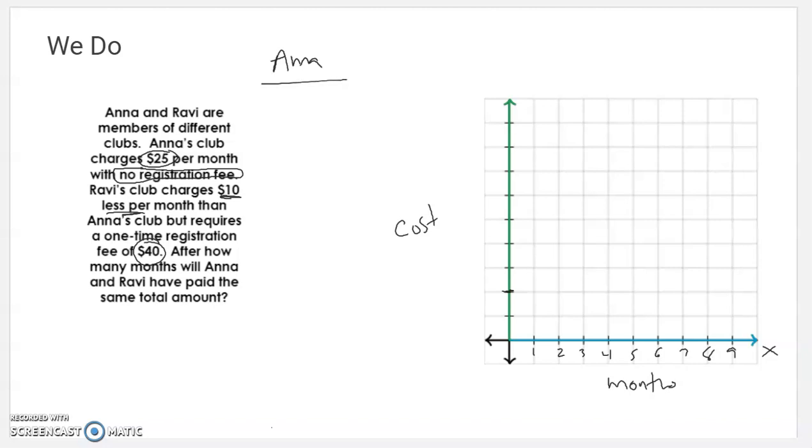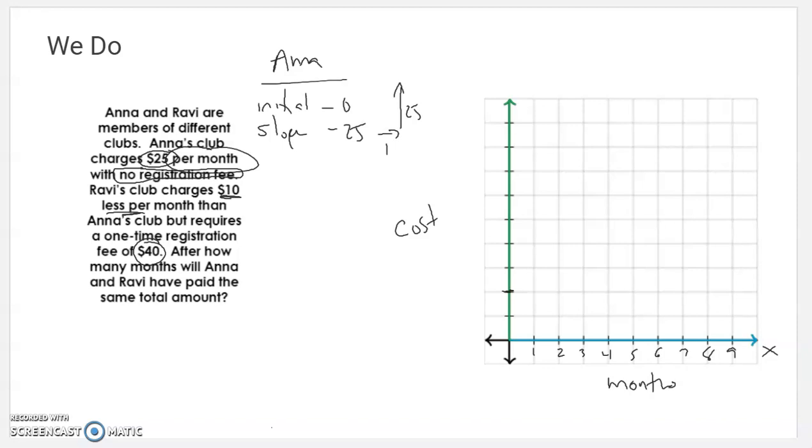So Anna, no registration fee, that's an initial value, a starting amount. So initial value is 0. And per month, that is unit rate language. So that's my slope. So the slope's going to be 25. So that means each time 1 month goes by, up 25. Got to keep that in mind so I don't end up too awkwardly in the middle of stuff.